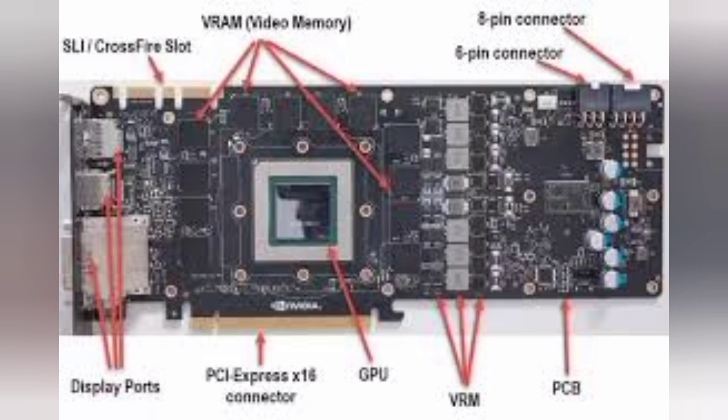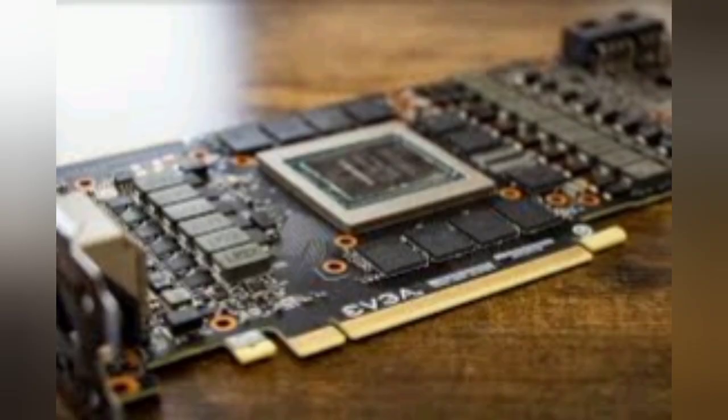VRAM is optimized for high speed read and write operations, allowing the GPU to quickly access and process graphical data. For example, VRAM is essential for smooth gaming, video editing, and any other application that involves rendering graphics. So in essence, RAM is the general purpose memory for your computer, while VRAM is a specialized type of memory that's crucial for handling graphics intensive tasks.